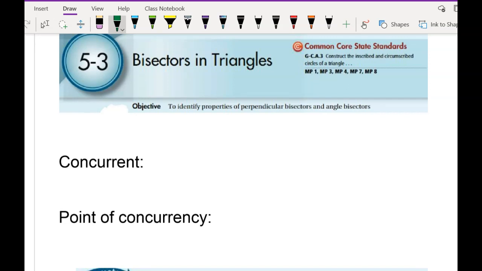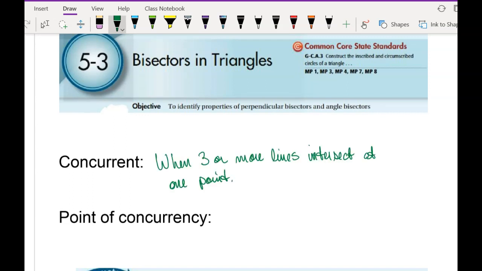This is section 5.3, bisectors and triangles. So when we finish, we're going to be able to identify properties of perpendicular bisectors and angle bisectors. So let's begin with our vocabulary.